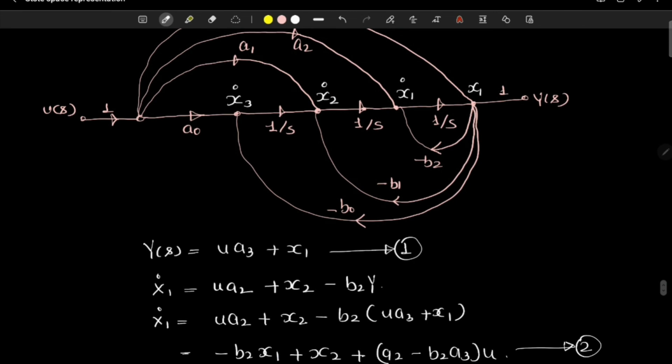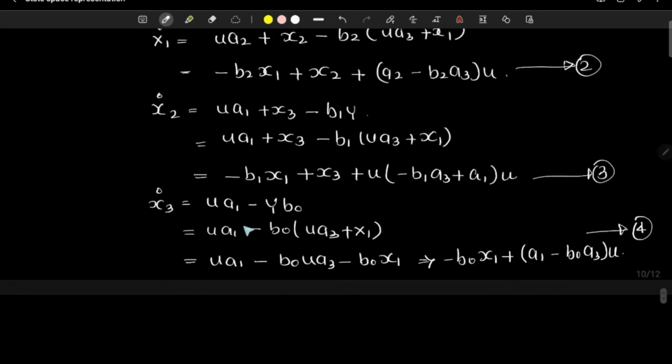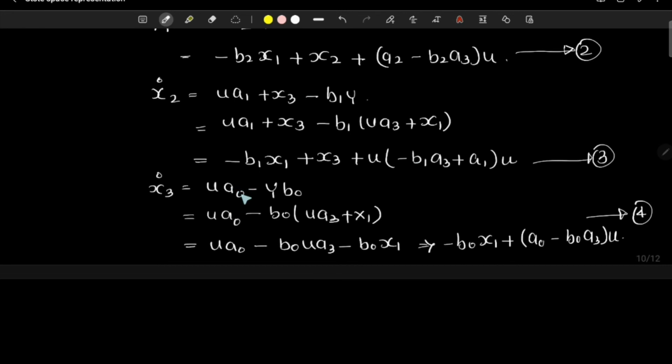So I guess I made a mistake here. This is a naught, right? So this should be a naught. Let me correct this one. This should be a naught. I made a mistake here. Please correct this one. This should be a naught. Okay.